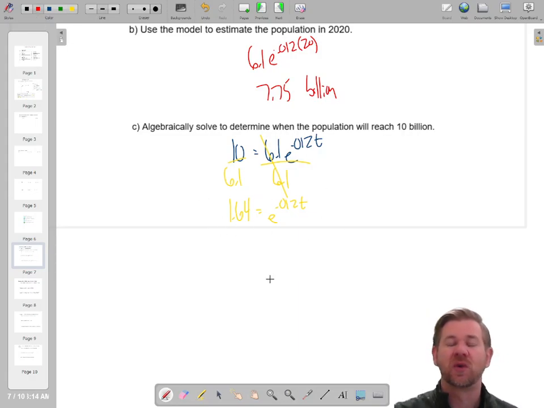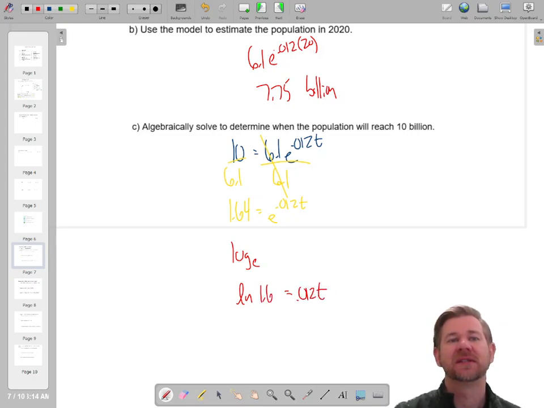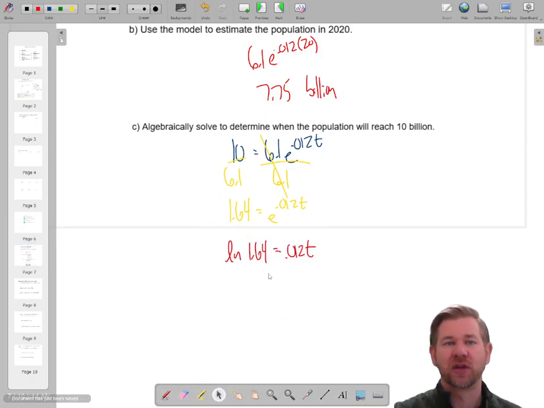Now that you get here, you can think of this as two different ways of approaching the problem. The first one is, let's just pretend that we're rewriting this exponential as a logarithm. And remember, log base e, we use the words natural log, but if it helps you see it, it's like, okay, there's an e here. E to the power of 0.012t is 1.64. If you can get there by rewriting the log, we're going to be able to solve this pretty quickly.